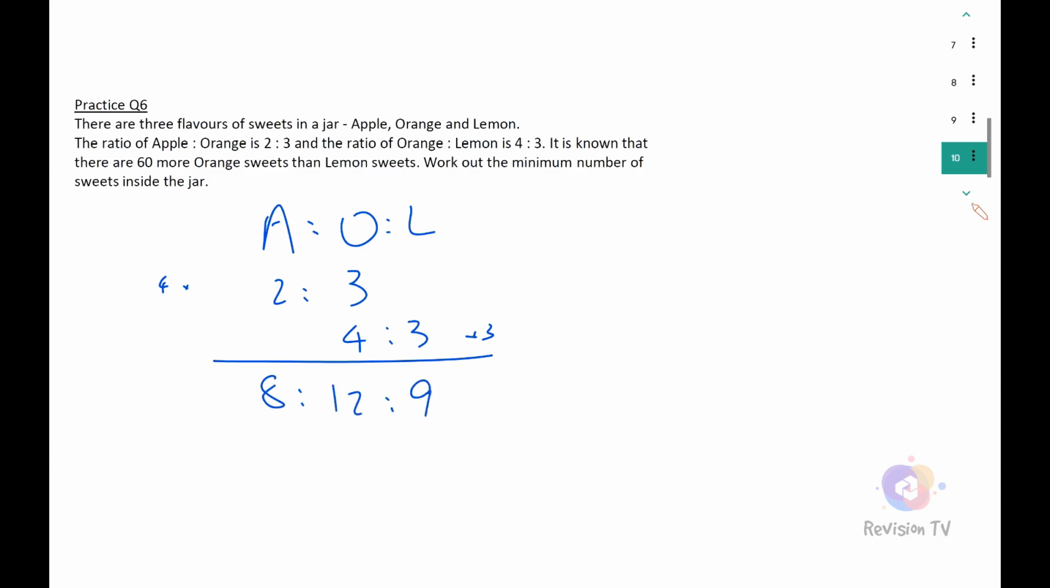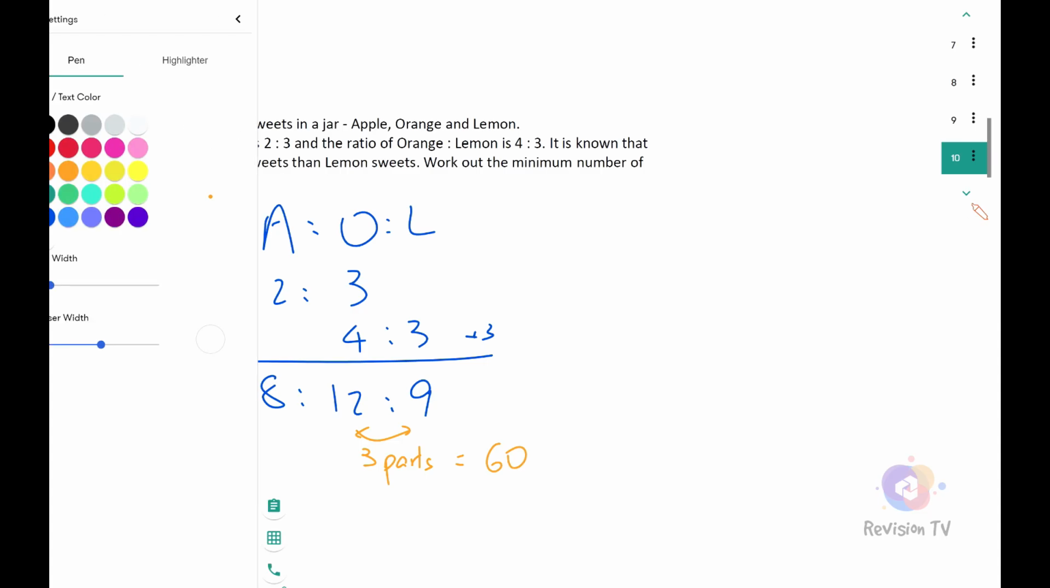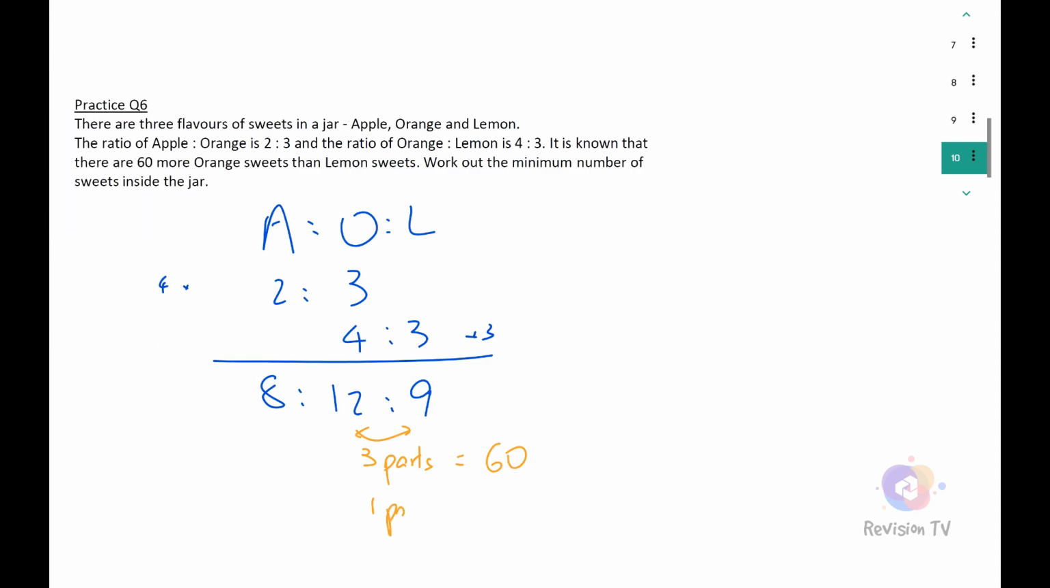There are 60 more orange sweets than lemon sweets. What that means is the difference in parts equals 60. So the difference of orange to lemon sweets in terms of ratio is 3. So 3 parts of difference is equivalent to 60. That means 1 part is 20, because you divide both sides by 3.